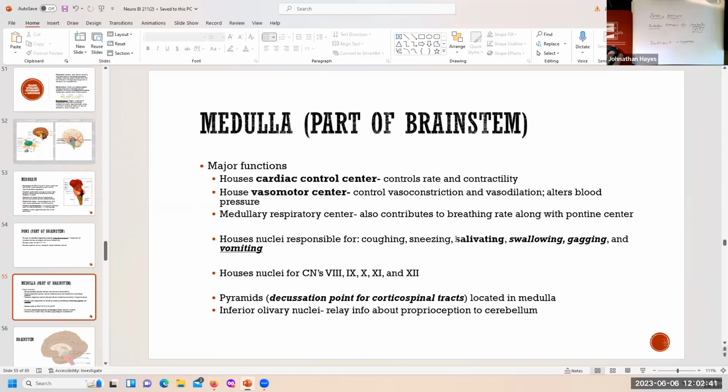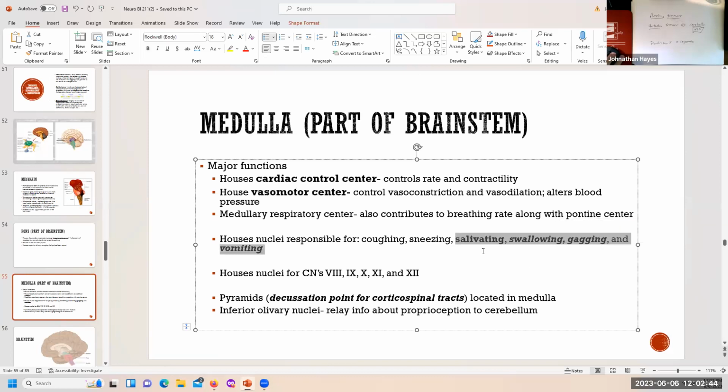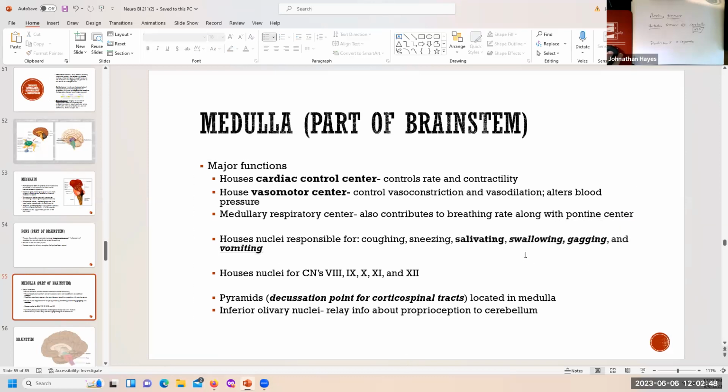And also, when you have a lot of pressure on the brain, because we have vomiting center in the brain, swallowing, gagging, we can test the patient to see if some of their cranial nerves are intact.